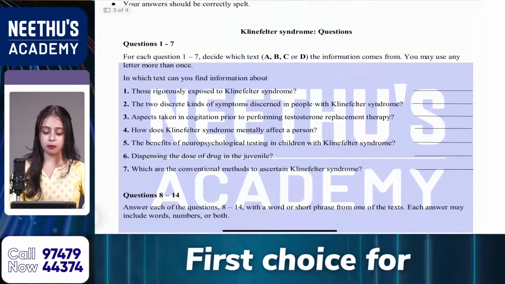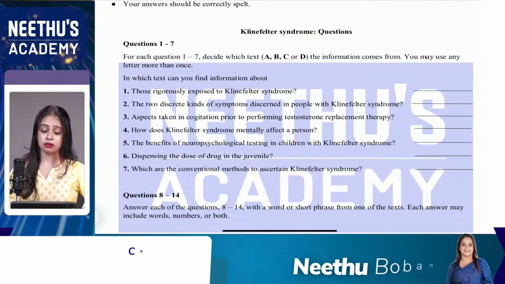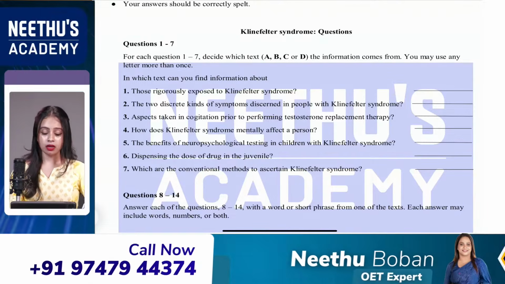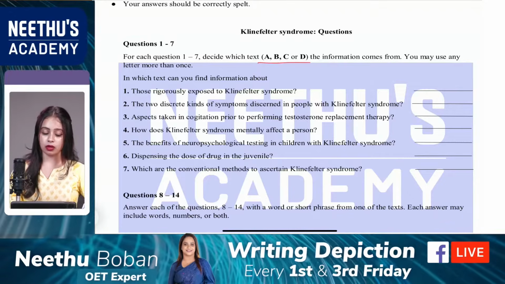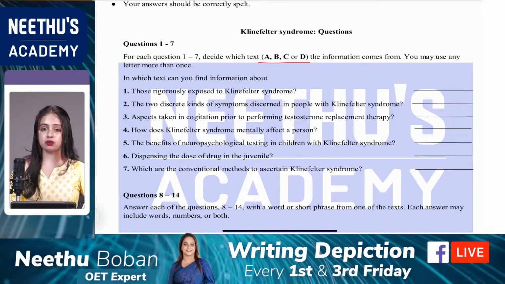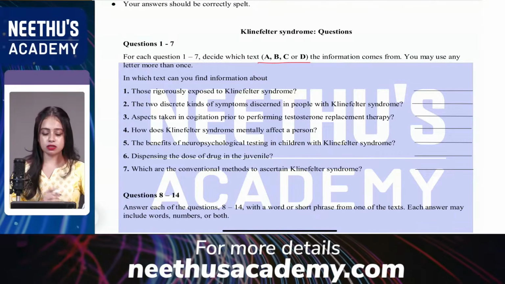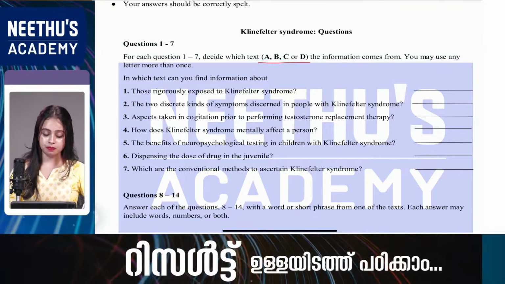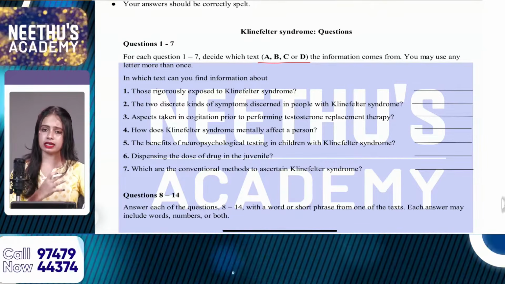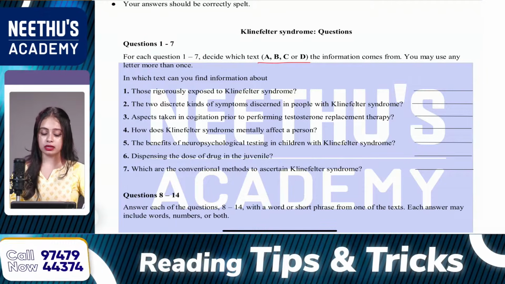So now comes the first question from the first set of questions. You can find the answer either from A, B, C or D. So the first one: those rigorously exposed to Klinefelter syndrome. Which means those patients, strictly, rigorously, which means very strong or strict. So strictly exposed to Klinefelter syndrome.